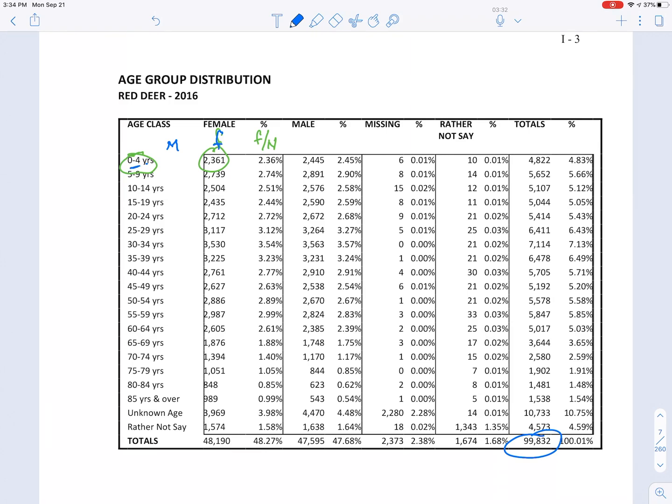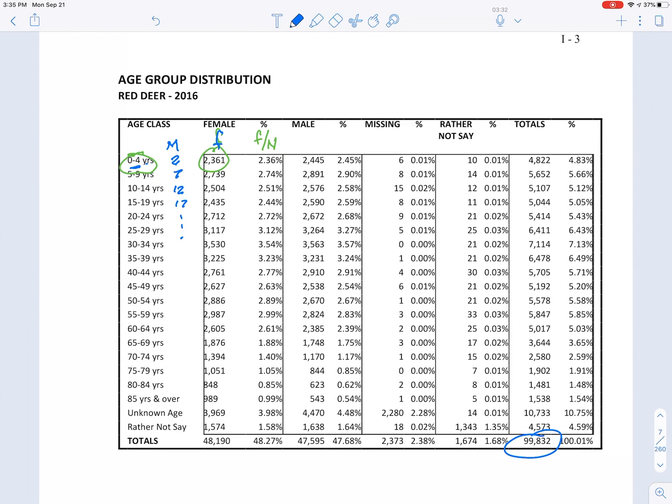So the class mark from 0 to 4-year-olds is 0, 1, 2, 3, 4. The middle number is 2. And then 5, 6, 7, 8, 9, the middle number is 7. So that's the class mark. So we're going up by 5, so this would be 12. This would be 17, and so on all the way up. So those are the class marks, and we'll use an M to show that, just as we did back in Unit G. And then we have F for the frequencies.